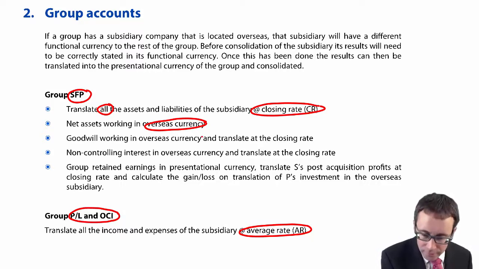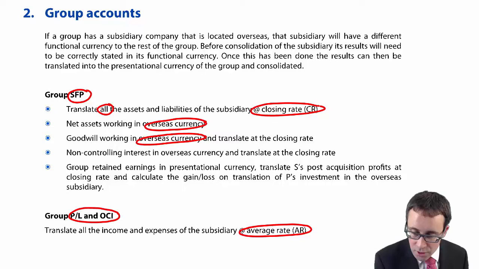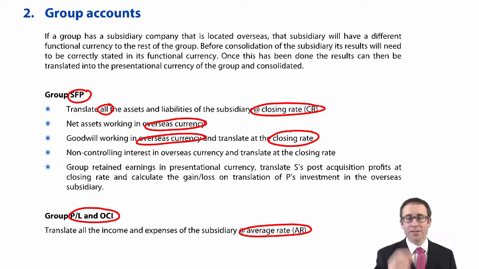The goodwill, again, is worked out in the overseas currency. The key bit there is that goodwill represents the brand name, the customer loyalty of the subsidiary, and that customer loyalty, that brand name, the reputation, is all based overseas. So it is therefore an overseas asset, isn't it? Once you've worked out the goodwill in the overseas currency, you need to translate it at the closing rate.